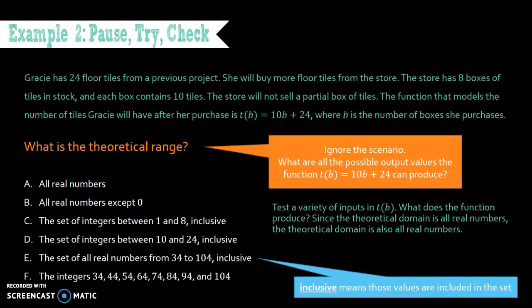Since your theoretical domain is all real numbers, you can plug anything in. That means that you're also going to be able to generate everything. Anything that you want to. You can plug something in to get any kind of output that you would like. So your theoretical domain, this should say range. I have domain written twice. Your theoretical range is also all real numbers. They are both all real numbers for this example.